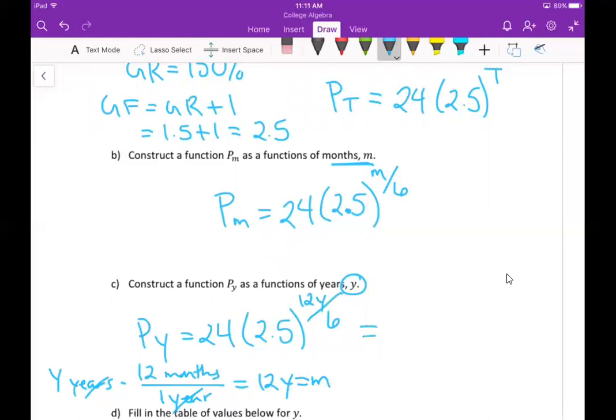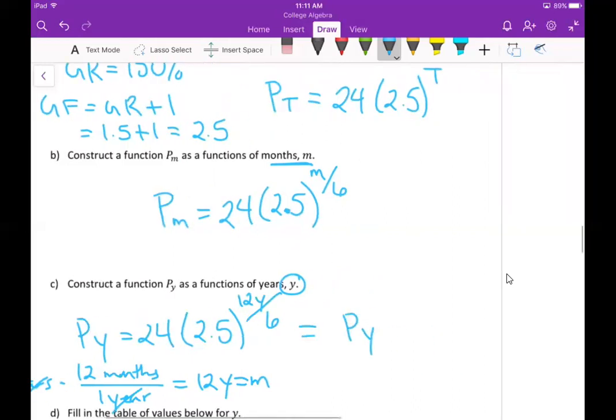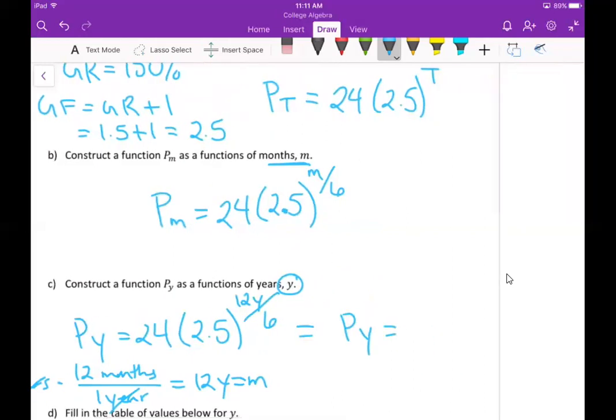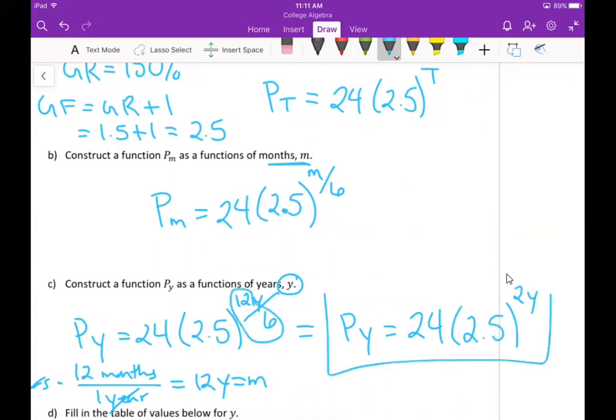So simplifying that, right, because 12 divided by 6 simplifies, I get that, okay, I have a new function for years by doing this other conversion. 24 times 2.5 to the 2y, since 12 divided by 6 is 2. And now I have another function. I can manipulate that input variable again. So I have one function I could plug in some number of months and one function I could plug in some number of years very quickly to figure out what would happen.